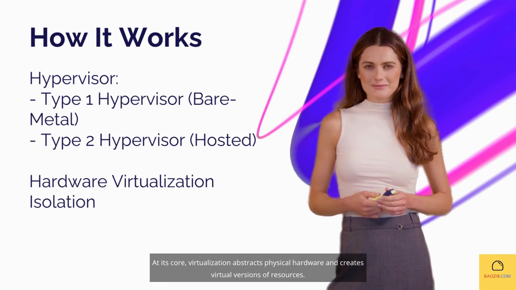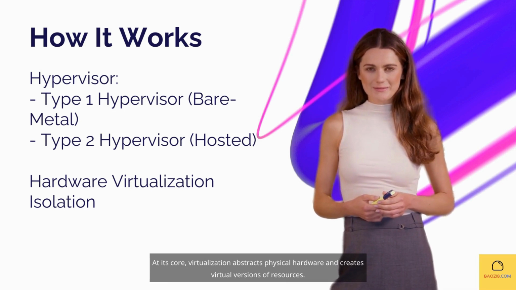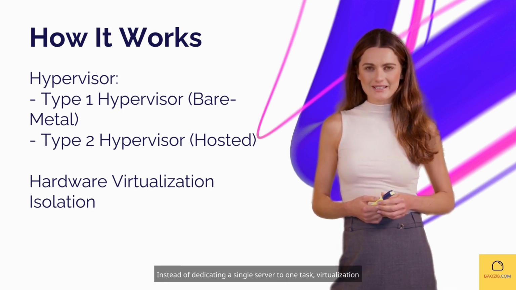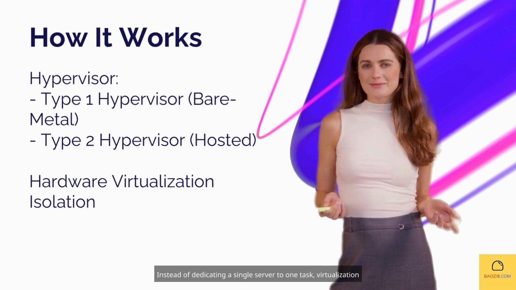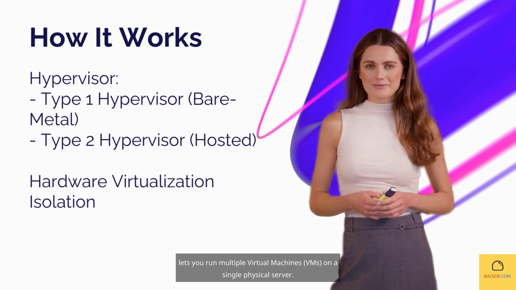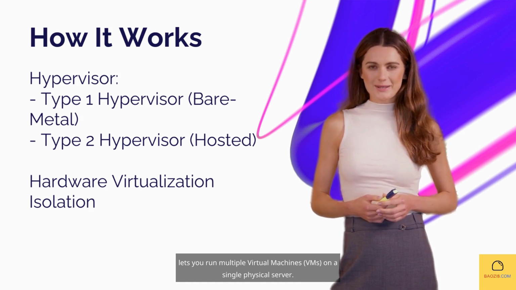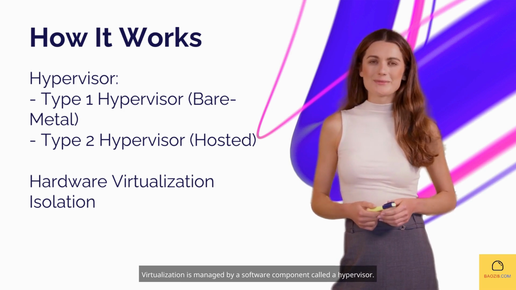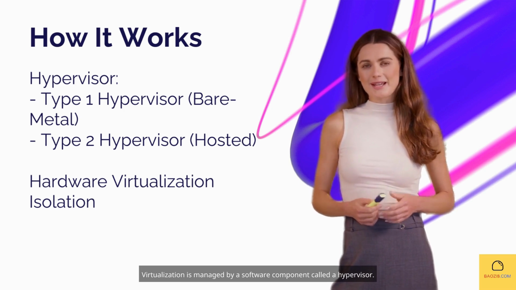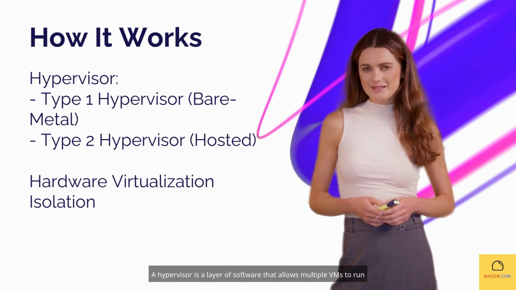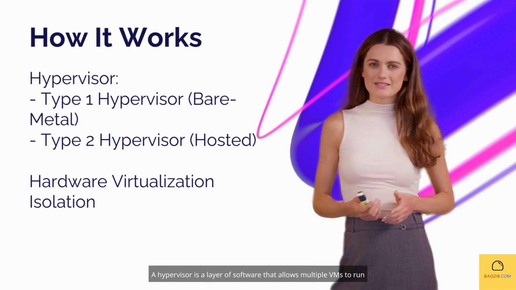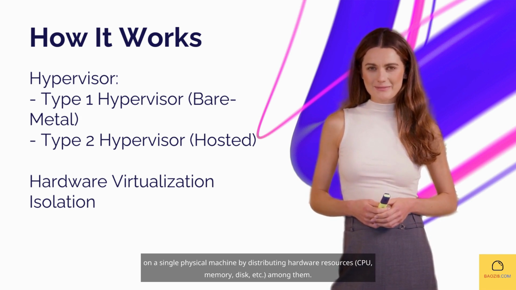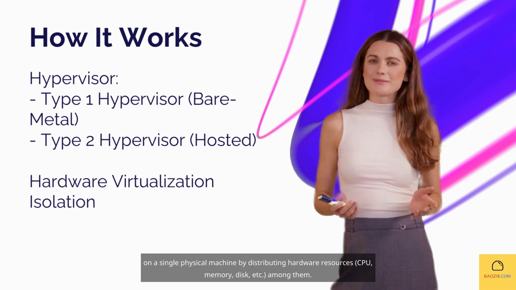At its core, virtualization abstracts physical hardware and creates virtual versions of resources. Instead of dedicating a single server to one task, virtualization lets you run multiple virtual machines, VMs, on a single physical server. Virtualization is managed by a software component called a hypervisor. A hypervisor is a layer of software that allows multiple VMs to run on a single physical machine by distributing hardware resources, CPU, memory, disk, etc., among them.